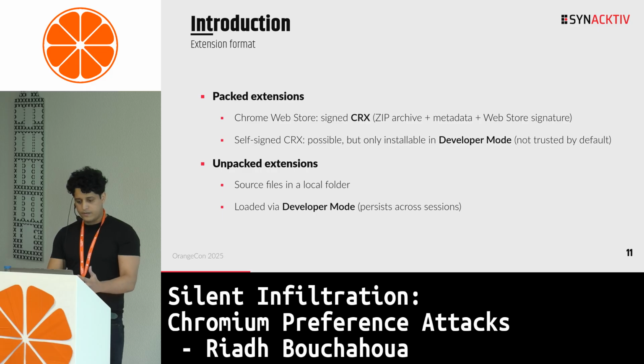As I told you, there are two formats. We have the packed extensions from the Chrome Web Store, which are basically signed CRX files. A CRX is just an archive with some metadata and the Web Store signature. And we have self-signed CRX, which you can sign yourself, but you need developer mode, and they are not trusted by default by your browser. We also have the unpacked extension, which is basically just the source files in a local folder. We can also load them through developer mode, and they persist across sessions.